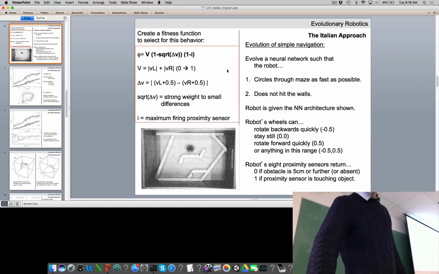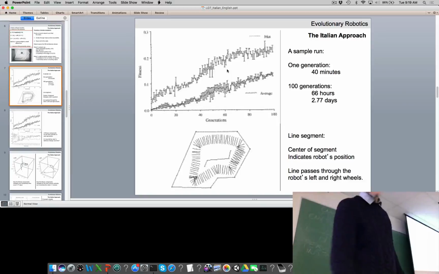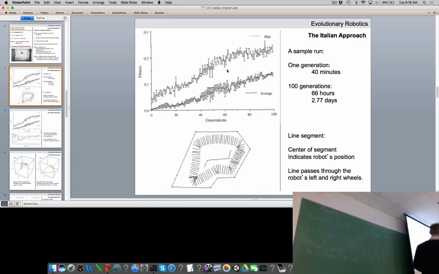Okay, so we multiply all those 3 things together. We're selecting for V, and we're penalizing for delta V, and we're penalizing for I. What do we get? You get something like this down here. This is a visualization. Again, remember this is mid-90s, so please apologize for the computer graphics here. We're visualizing one of the evolved behaviors, and you can see that, yes, absolutely, the robot is moving through the maze. What do you think each of these little lines means?